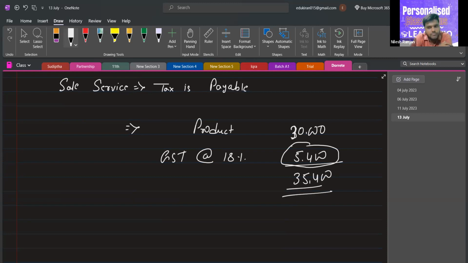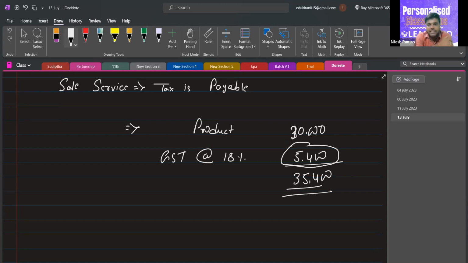Us. Yes, us, the customer. So the customer is paying the tax to the shopkeeper, and then the shopkeeper will pay it to the government. So the actual implication is on us, and they are just taking our tax and paying it to the government. Is this clear? Yes. So this is our indirect tax concept.